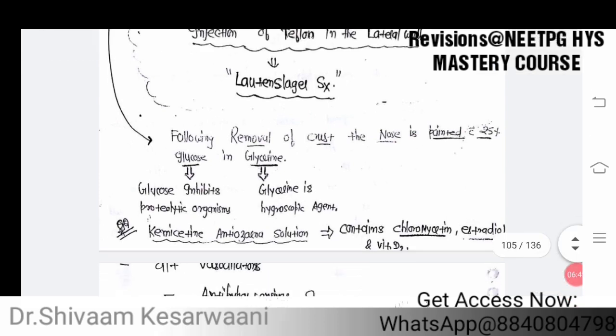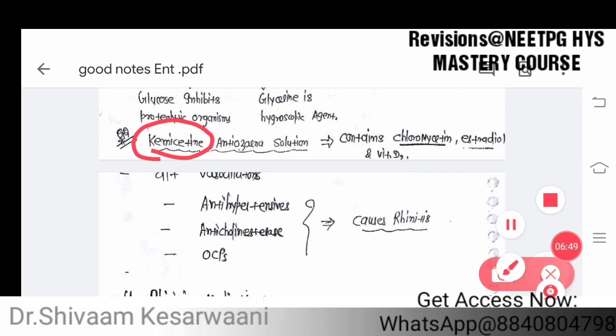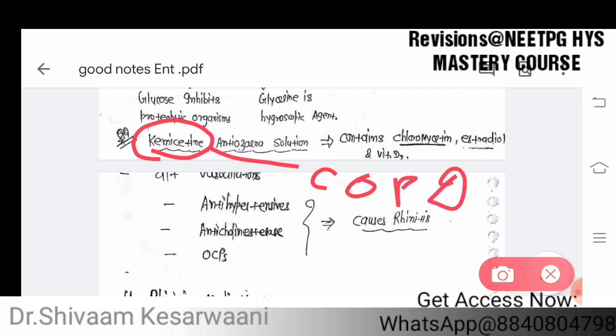So these are also used, and there is one solution called Chemicetine solution. So what is this Chemicetine solution? It basically contains COPD. So what do I mean by COPD? C for chloramphenicol, O for estradiol, P for propylene glycol, and D for vitamin D2. So C for chloramphenicol, O for estradiol, P for propylene glycol, and vitamin D2.